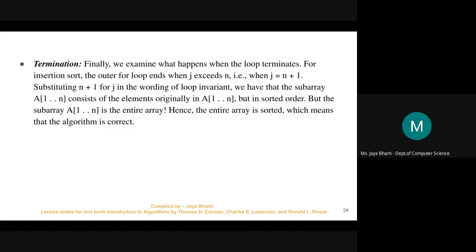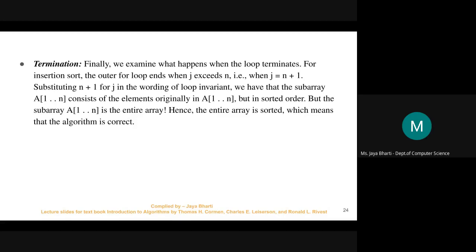So for the insertion sort, the outer loop ends when j exceeds n. That is, whenever j is equal to n plus 1, the loop is completed, means ended. So substituting n plus 1 for j in the wording of loop invariant, we have that subarray a1 to n consists of the elements originally in 1 to n, but now in the sorted order. But the subarray a1 to n is the entire array now. Hence, the entire array is sorted, which means that algorithm is correct.